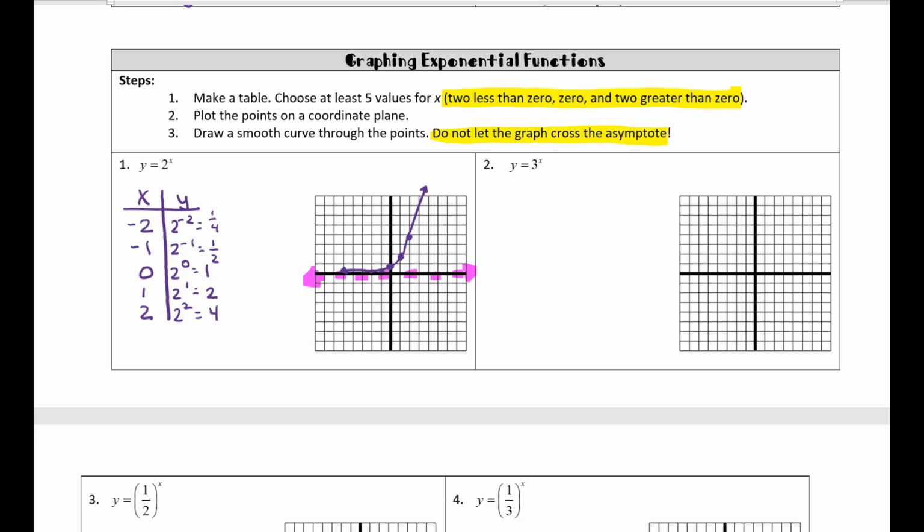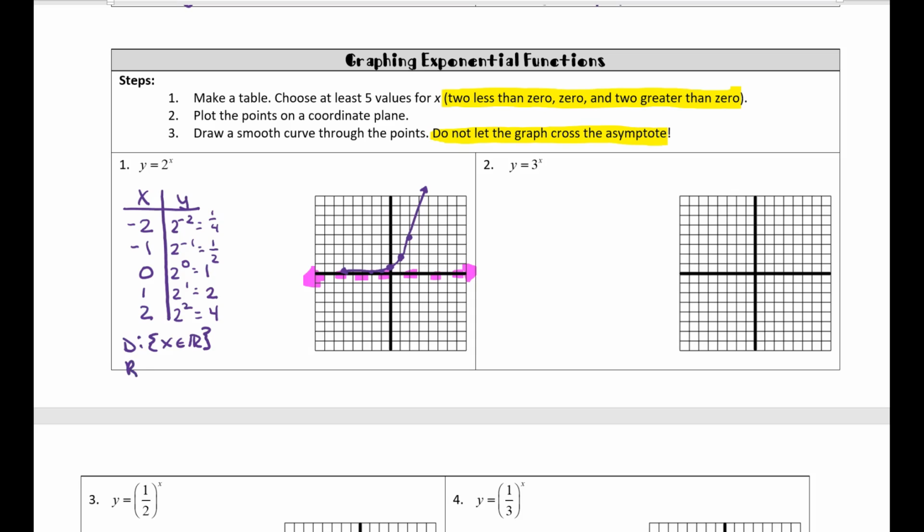Now, our domain for this function would be all real numbers. So x is a member of the reals. And the reason it's all real numbers is because you really can pick any number in the world for x. We picked 2 negatives, 2 positives, and 0, but we could have picked fractions or decimals. These were just the easiest values to choose.